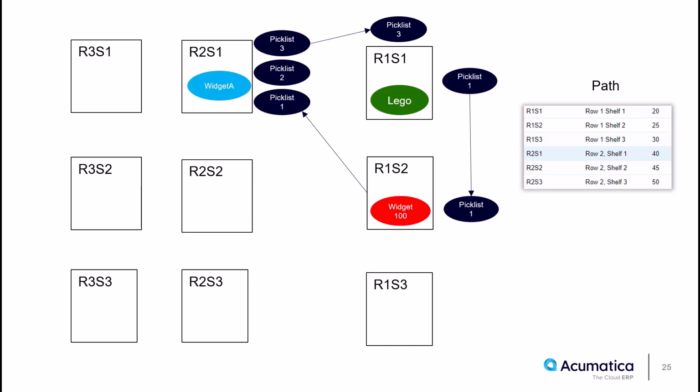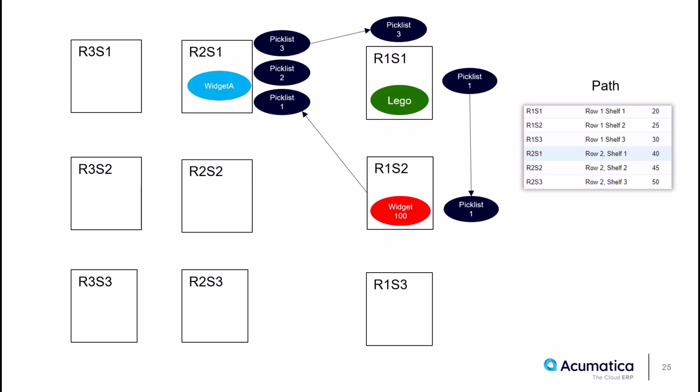The blue circle. Here is where the bidirectional takes place. The system will guide me to start picking in R2S1 since I'm already there. Remember, its path number is 40, and then it will reverse direction and tell me to go to R1S1, which has that path value of 20. That was the reversal or change in directions that just happened.